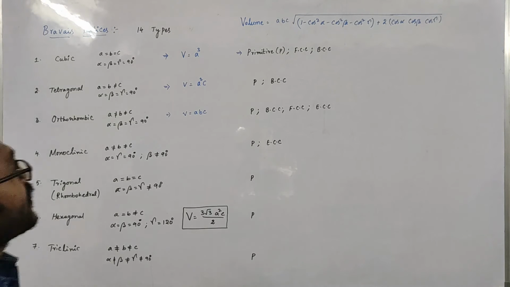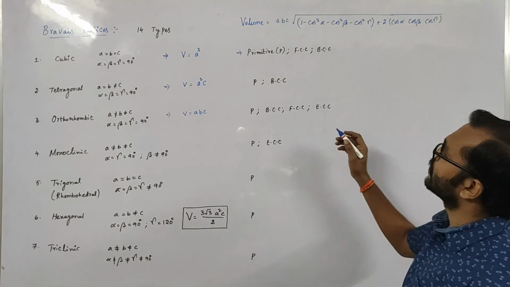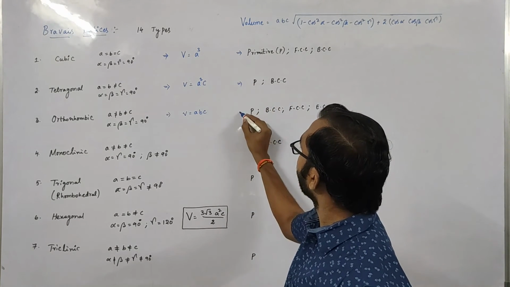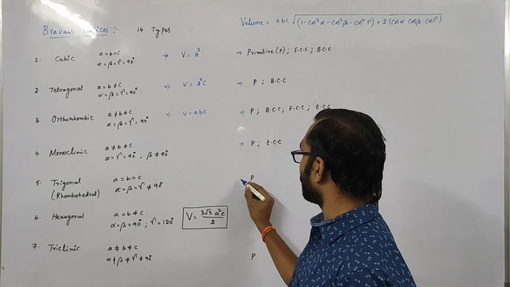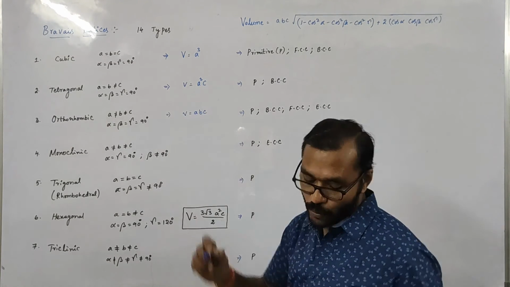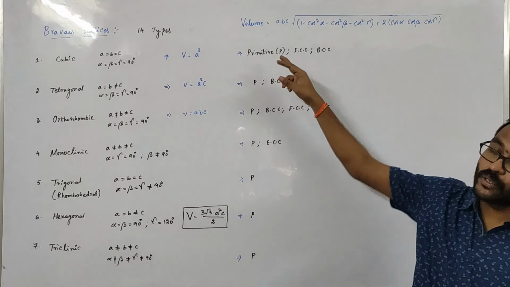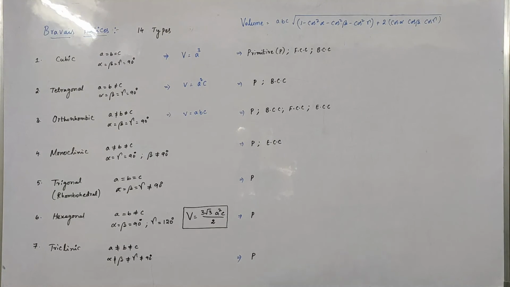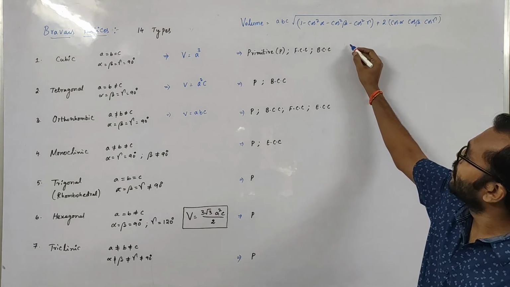Next, symmetries. For simple cubic, or for primitive unit cell, how many types of symmetries are possible? 23 elements of symmetry are possible for simple cubic. Do you remember? Yes, sir. What are they? 13 for simple cubic.